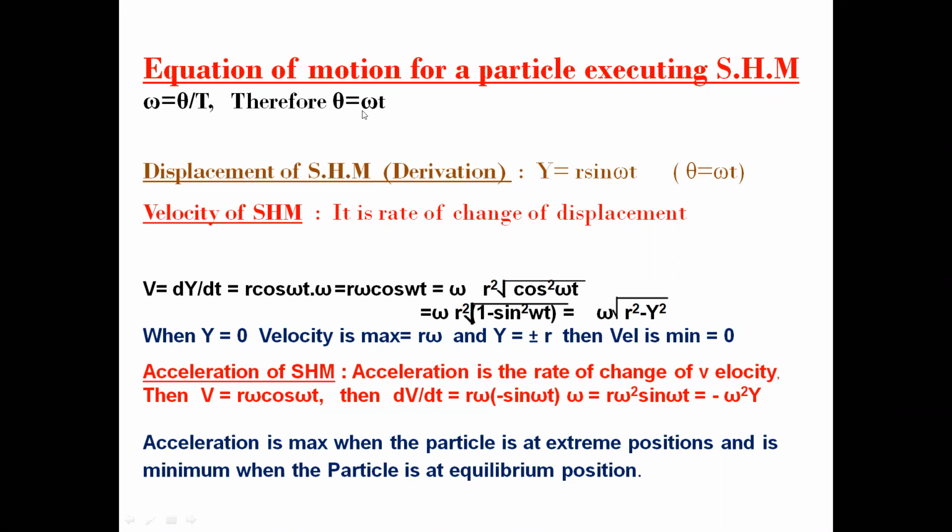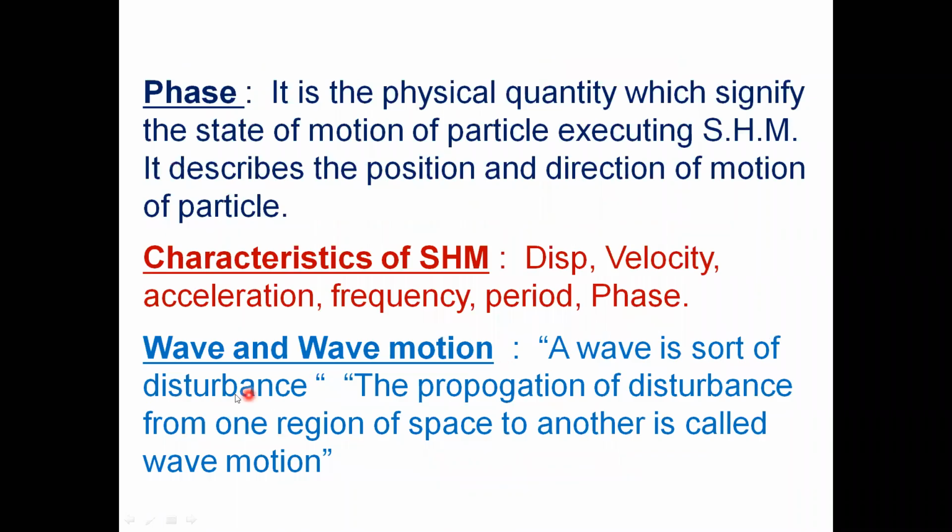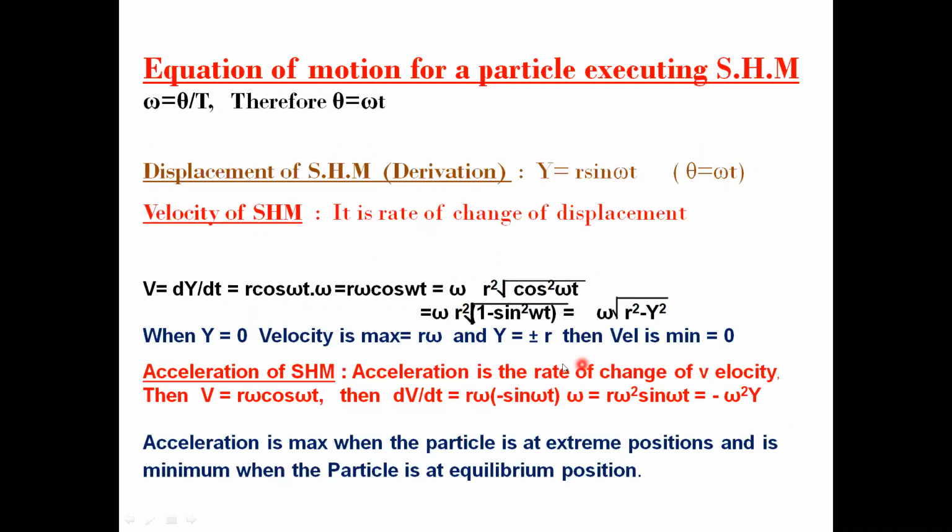Okay, now what is omega? Omega is theta by t, so theta is equal to omega t. Displacement formula, you must remember this. The displacement formula is y is equal to r sin omega t. Velocity formula, you must remember this. Acceleration means minus omega square y. Three important formulas are there.